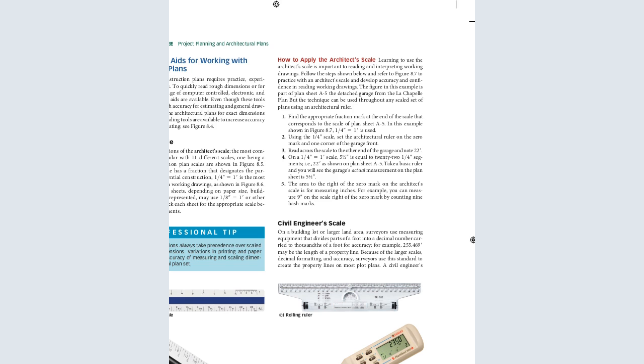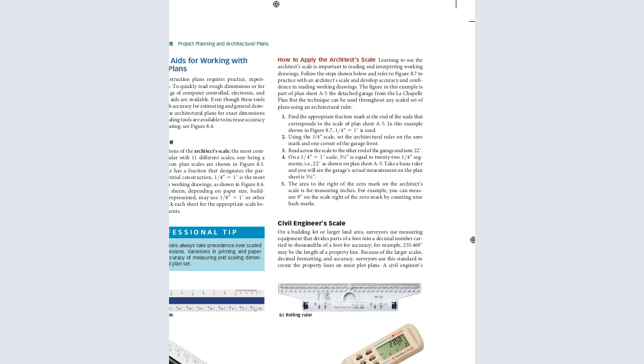These are the steps included in reading the architect scale. Number one, find the appropriate fraction mark at the end of the scale that corresponds to the scale of the A5 plan. The papers normally vary. We have A5, A3, A2, A1. In this example shown in figure 8.7, 1/4 inch is used.